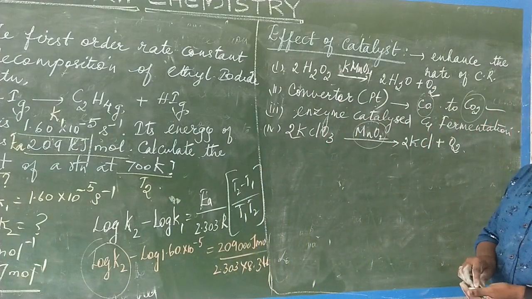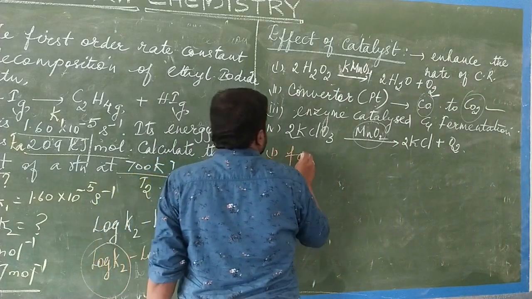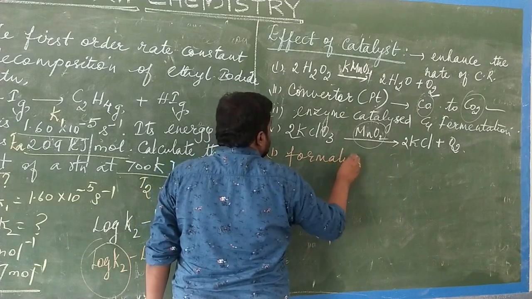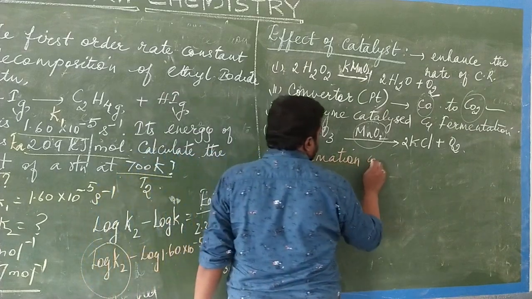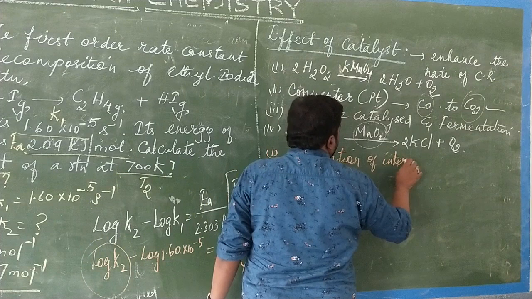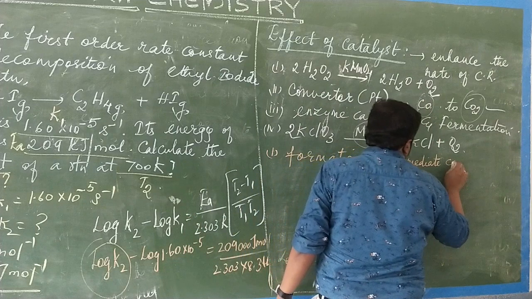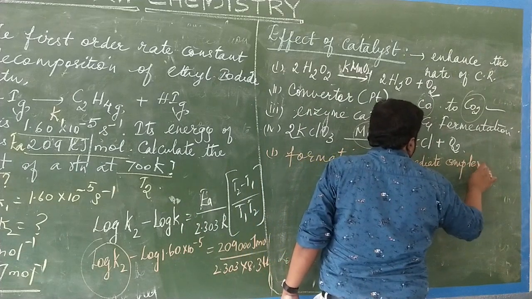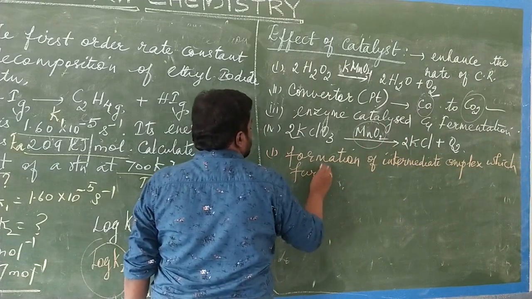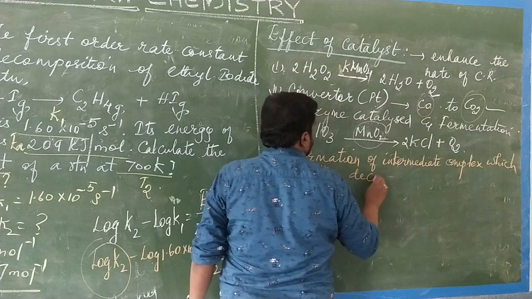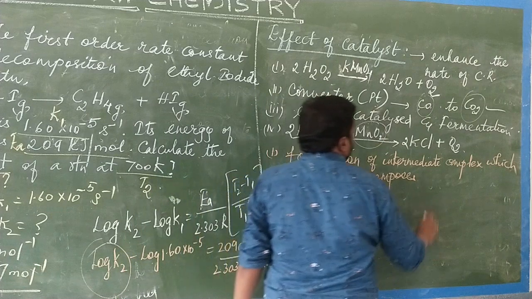So in the exam they will ask, what is the effect of catalyst in a chemical reaction? So catalyst is a substance which helps in the formation of an intermediate complex, product or a complex, which further decomposes forming product.